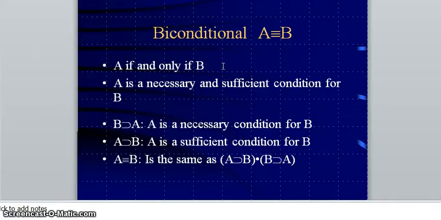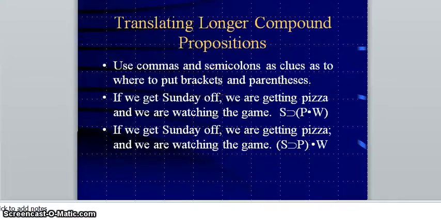Biconditional is if A, if and only if B, or A is a necessary and sufficient condition for B. Okay? So once again, just to review, B horseshoe A is a necessary condition for B. A horseshoe B is A is a sufficient condition for B. A triple bar B is the same thing as putting these two together. It's necessary and sufficient. So it's both, right? So this is where, when there's no question about whether it's true or false or not, that's where this would come into play. Okay, and so I want to keep that in mind. So it's kind of important, and you can find some of this on page 315 as well.